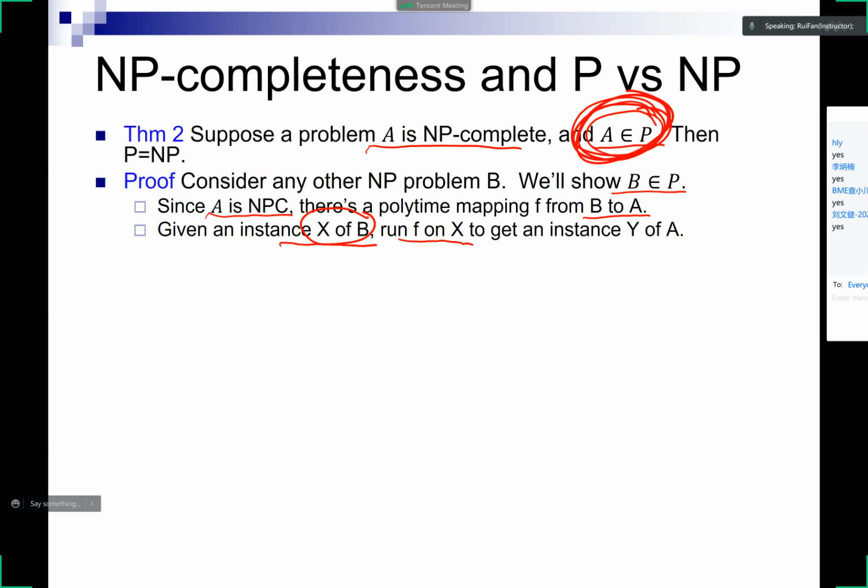Okay, right? So I take this instance of B, I transform it to an instance of A, and I use my polynomial time algorithm for A, and now I get the answer for B. Because this holds for any NP problem, this shows that any NP problem can be solved in polynomial time, because this reduction runs in polynomial time, and this algorithm for A also runs in polynomial time. So therefore the overall algorithm runs in polynomial time.